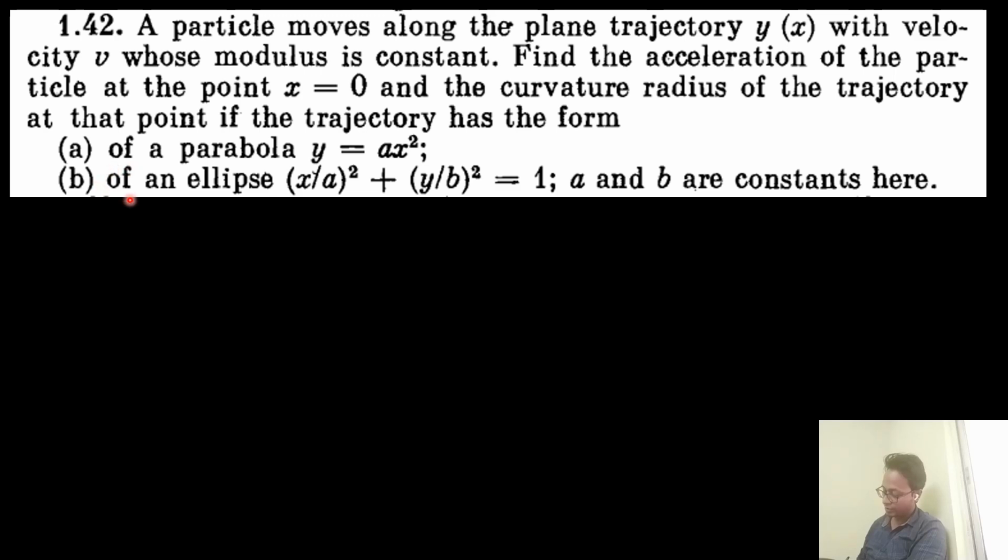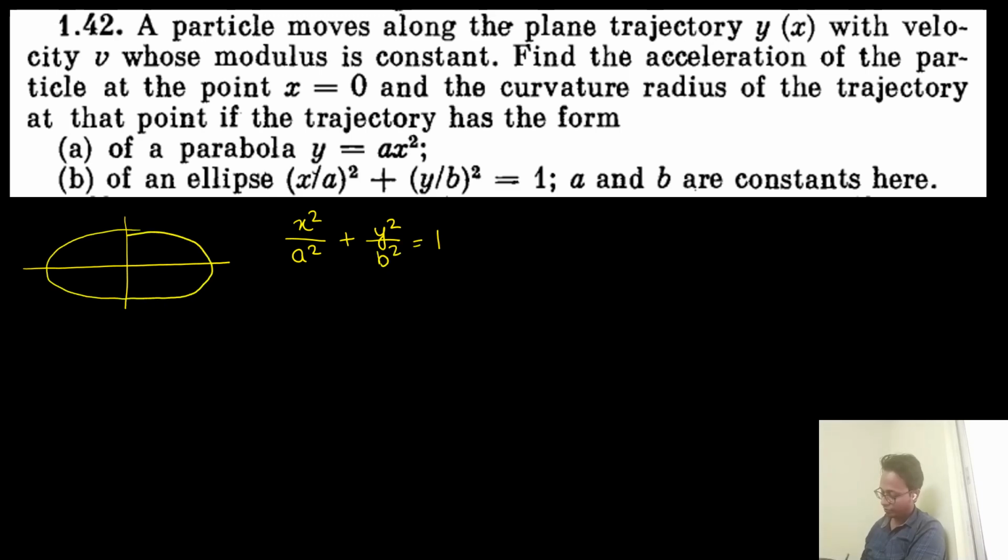Now the second part of the question. The ellipse is x square by a square plus y square by b square, where a and b are constants. So apply the same approach here. The graph of x square by a square plus y square by b square equal to 1 looks something like an ellipse, where at x equal to 0, this is equal to b, and this is equal to a. The particle is moving around this ellipse with constant velocity v. So apply the same approach.